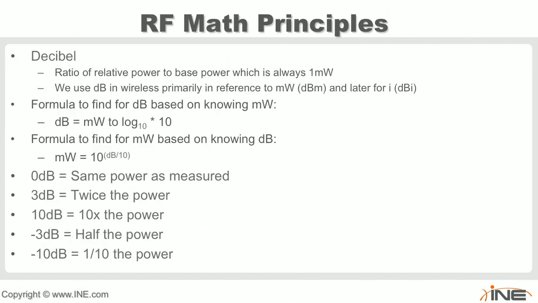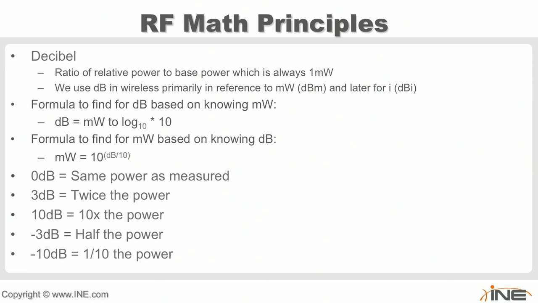So if we take a look at decibel, this is the ratio of relative power to the base power, which in the case of the actual decibel, the unit decibel, which is deci is tenth, and bell is a unit of measurement, so it's actually 1/10 of a bell. But regardless, the decibel is always in reference to 1 milliwatt when we're talking about it in reference to decibels of milliwatts. So we use decibels, as I just mentioned before in the last slide, kind of jumped the gun, in reference to milliwatts and later for isotropic power, represented by dBi.